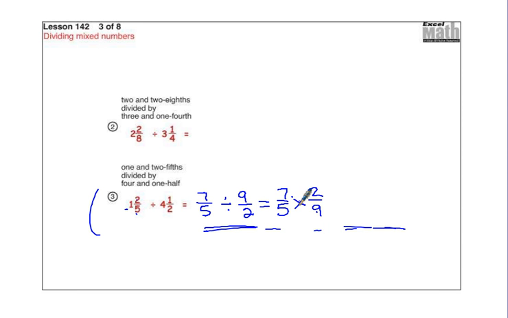Now let's see if we can simplify before we multiply. 7 and 9, can't divide those by any of the same numbers. Same thing with 2 and 5. 7 times 2 is 14. 5 times 9 is 45. Now those numbers are pretty big, and you might be thinking, hey, can I simplify that?